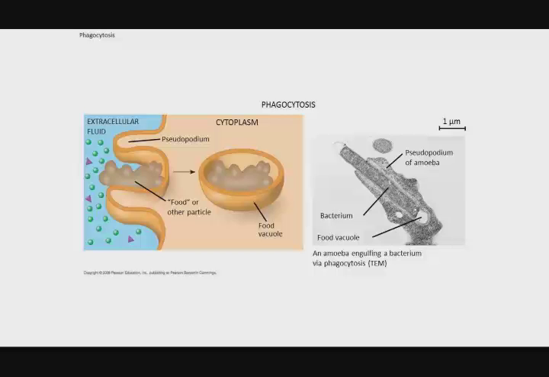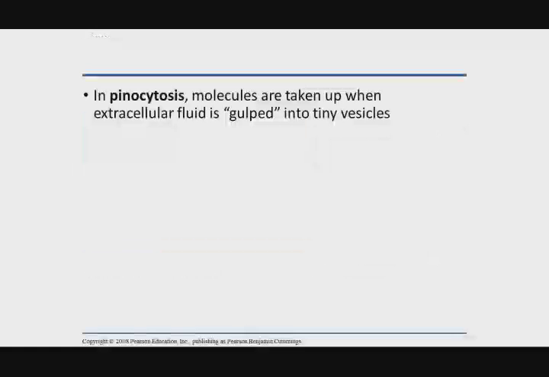And you can see in this transmission electron micrograph of an amoeba trying to engulf a much larger, a very large bacterium. So you see the food vacuole forming around it, attempting to form around this, and then ultimately this amoeba will digest this bacterium. So phagocytosis, cellular eating.